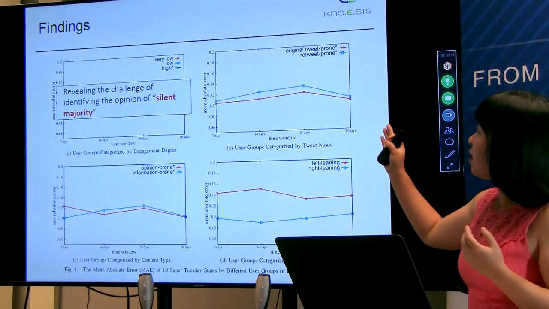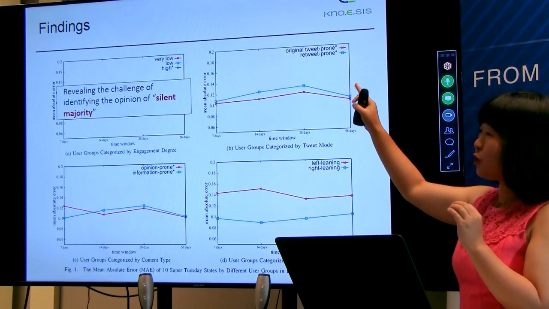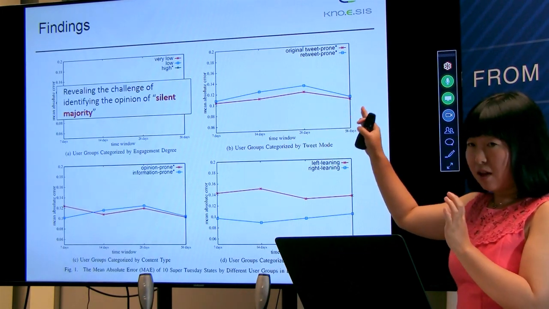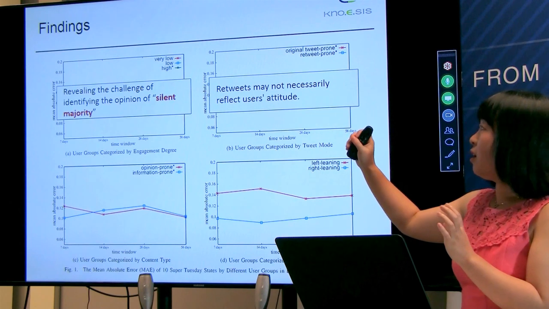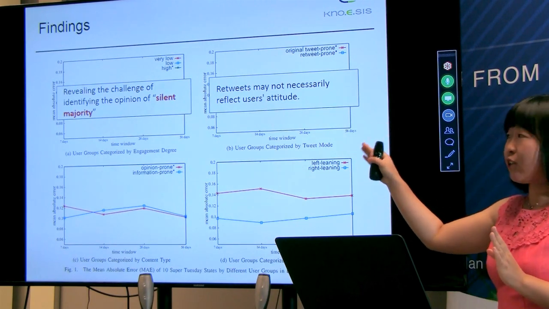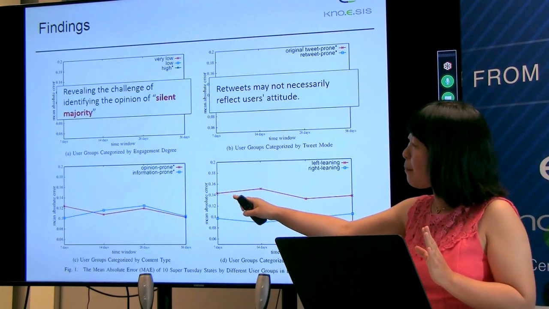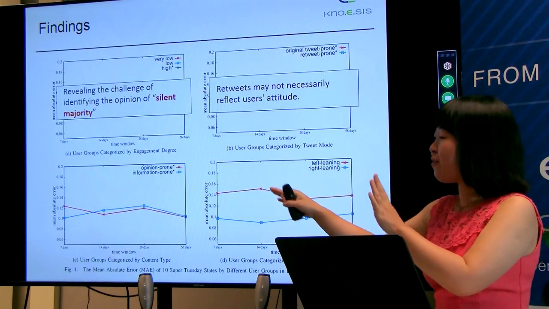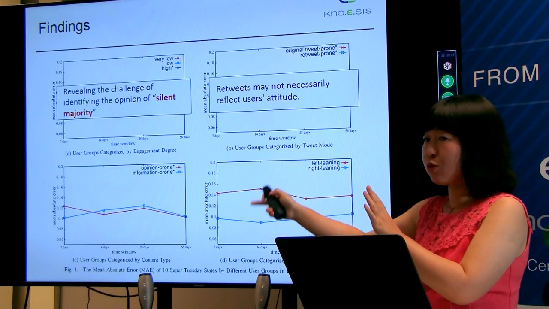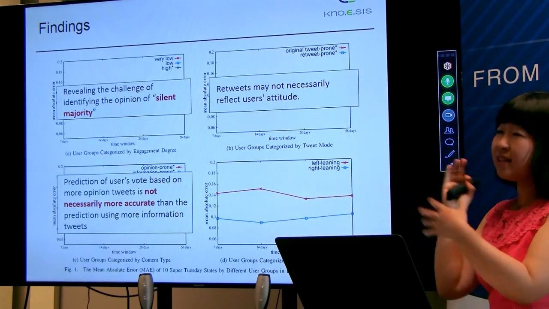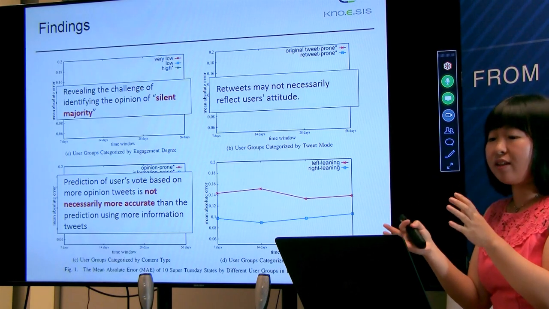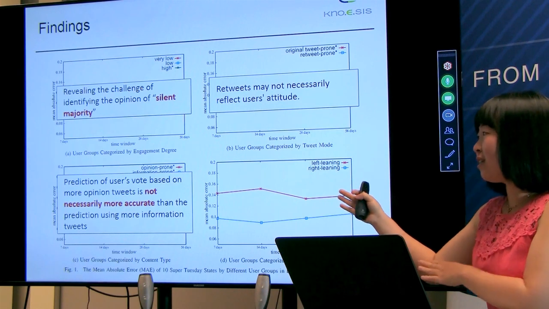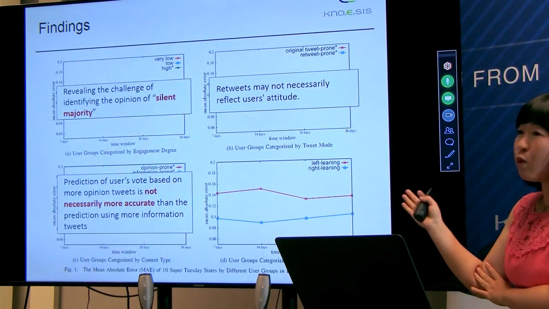And then for the second one, we compare whether the users which post more original tweets or retweet more. We find the original tweet-based prediction is better. So retweets may not necessarily reflect users' attitude. And then we also compared users, like which the users are opinion prone or information prone. We didn't really find a big difference among these groups of users. So the last finding is the most interesting one.